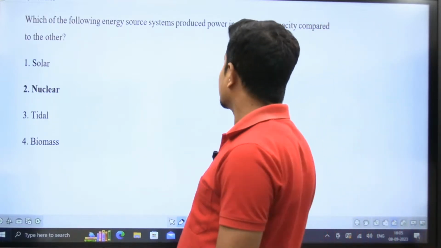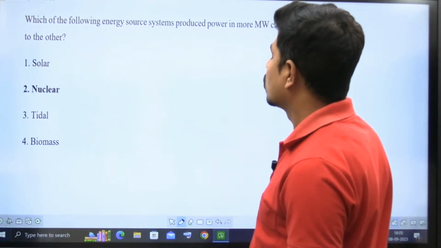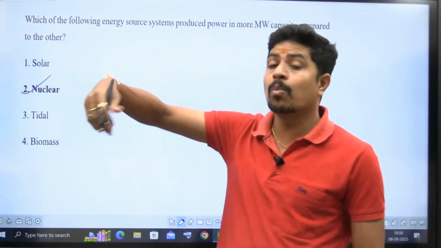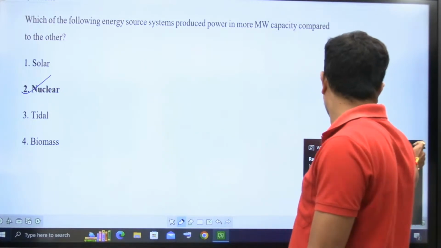Which of the following energy source systems produces power in megawatt capacity compared to the others? Solar, nuclear, tidal, biomass. We all know that nuclear can provide more and more energy. That is the advantage of nuclear, right?